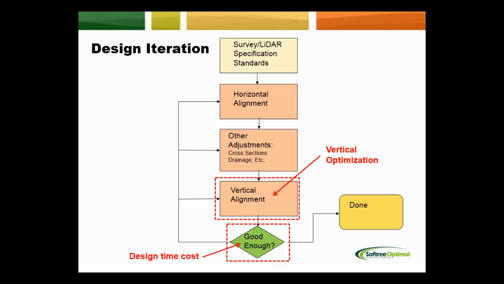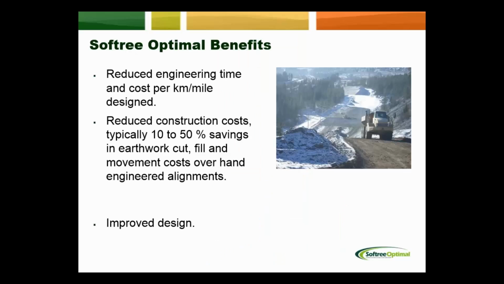The other thing we can do is calculate cost quantitatively, not qualitatively. Not, I think this is pretty cheap, or I think this is better than the other design, but I have a number. So the benefits of optimizing are reduced engineering time, because you've reduced that design cycle by speeding up the vertical alignment and getting some hard feedback on your costs. And we hope that this then will lead to better designs. And of course, better designs will be cheaper to build.